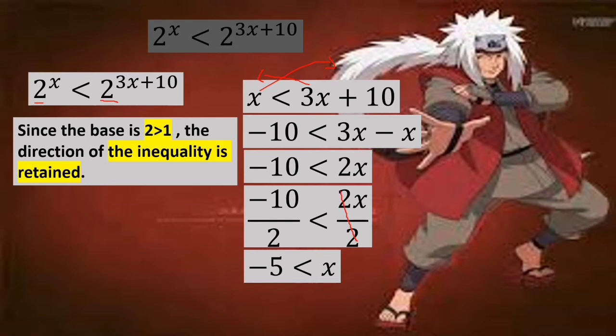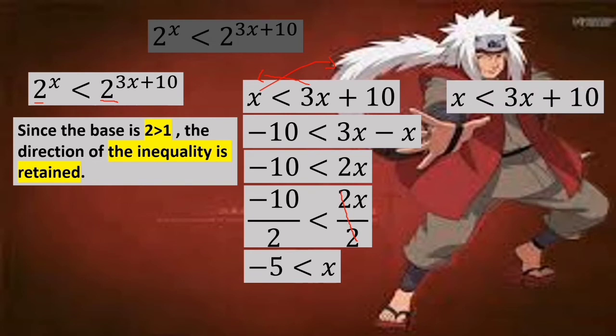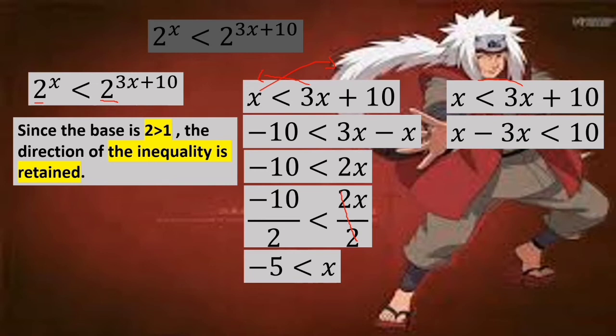So, mali po yung negative 5 less than x. So, ang tamang pagbasa is x greater than negative 5. Yun po yung tama. So, paano naman pag yung 3x ang inilipat natin sa kabila? So, let's try. So, ililipat natin itong 3x dito. So, x minus 3x less than 10. So, x minus 3x is negative 2x less than 10.